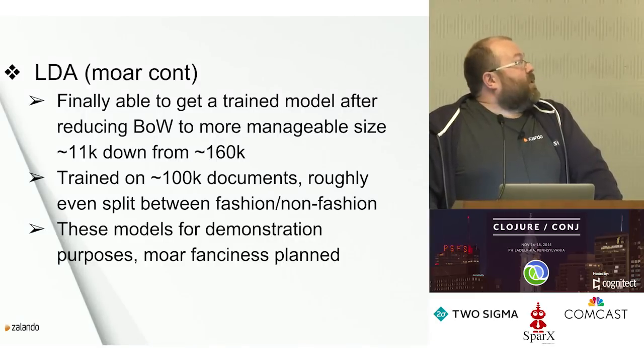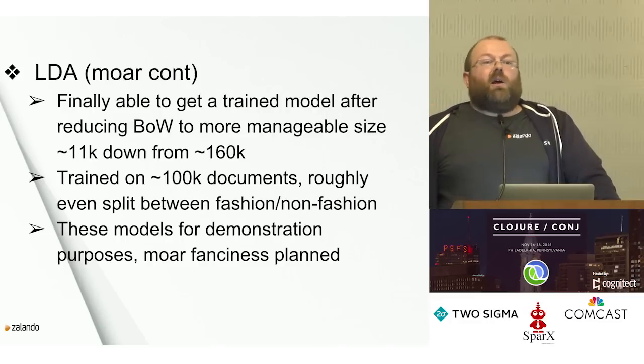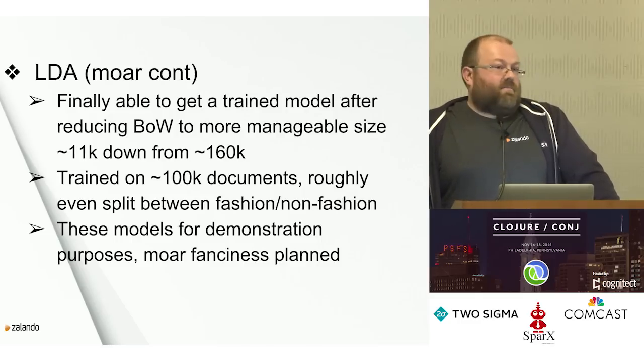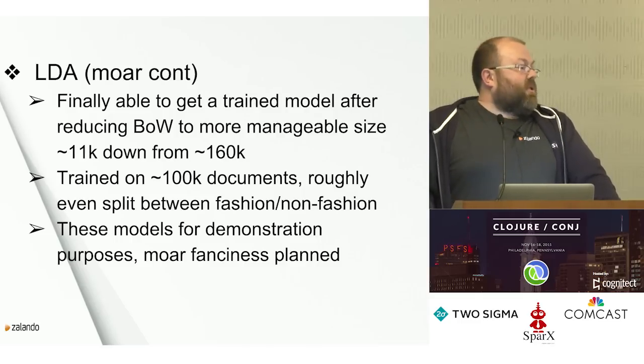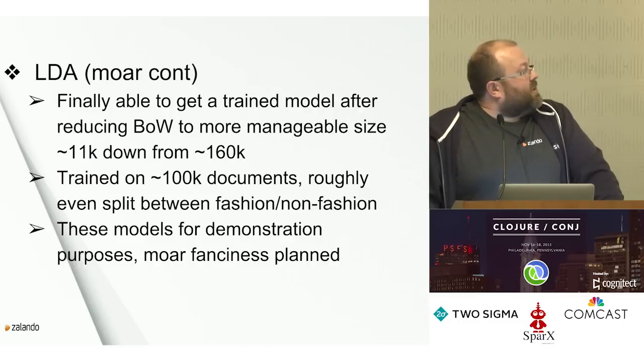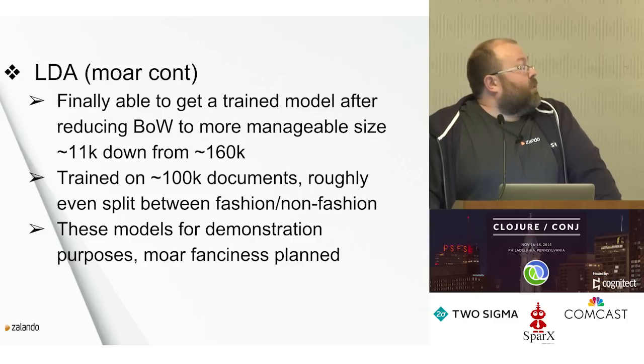We were finally able to get a trained model after reducing our bag of words. We had one bag of words that was 460K. We then did some stop word removal and other things, got that down to about 160K. LDA was still blowing up. We did some other things that, if anyone wants to know, they can ask me later, to get it down to 11K. We trained this on about 100,000 documents with a roughly even split between fashion and non-fashion in the corpus.